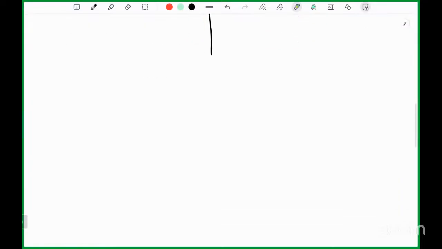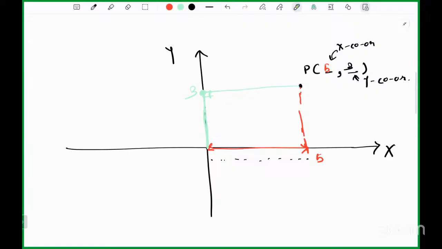So now let's go to the next topic. Here we know that I can tell the location of any point in our Cartesian plane, but what about the distance between any two points? Suppose this is P, and I have another point somewhere here, Q. If someone asks you what is the distance between P and Q, how can we find that? For that, we have a distance formula.